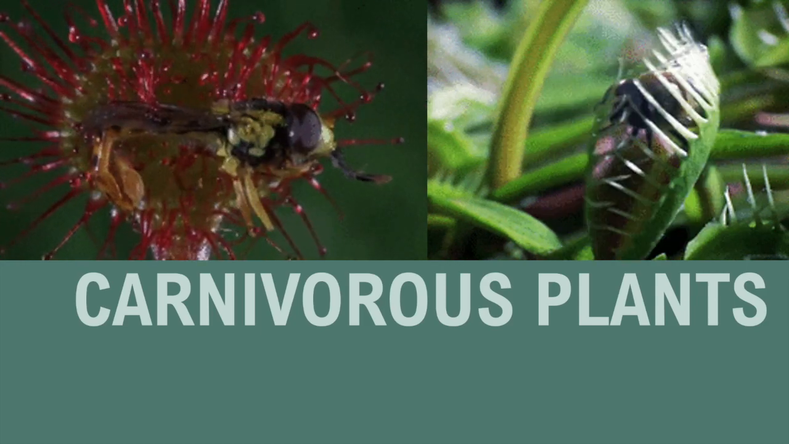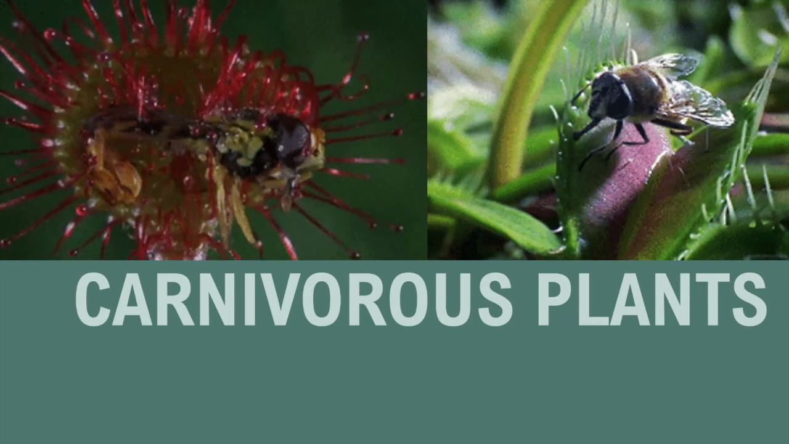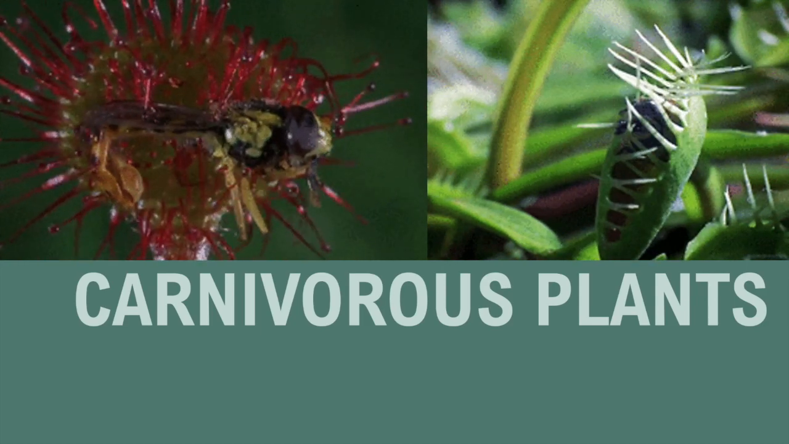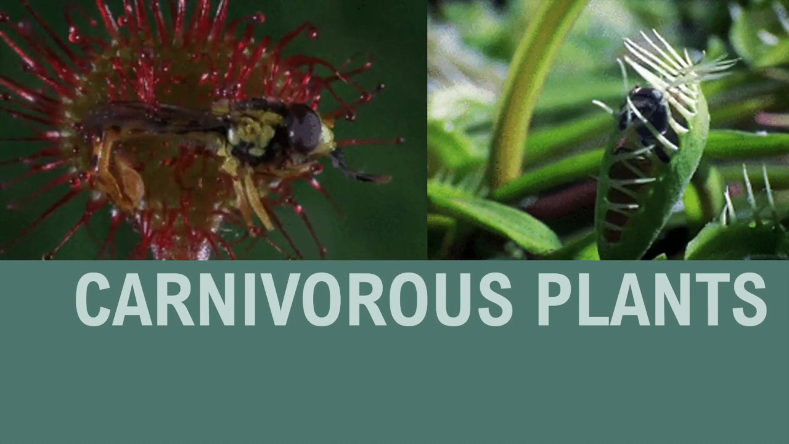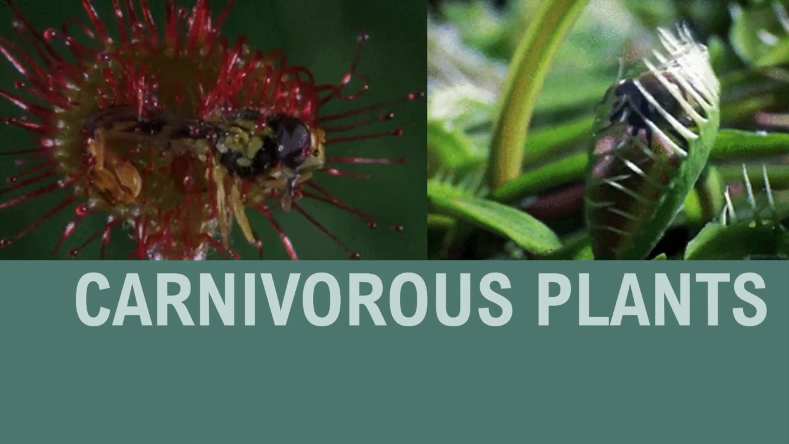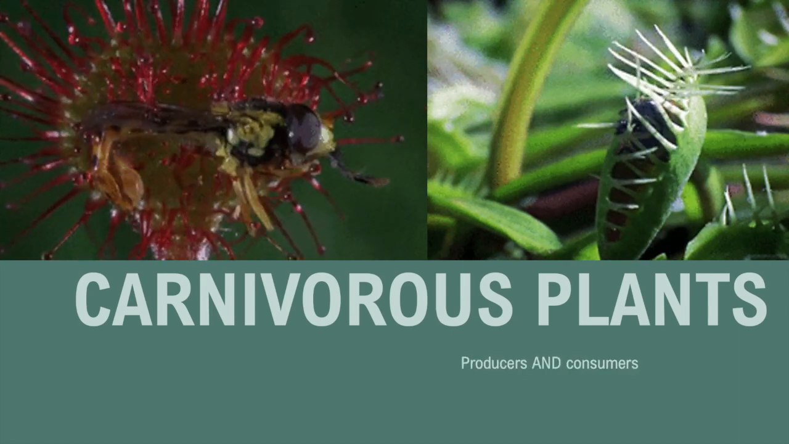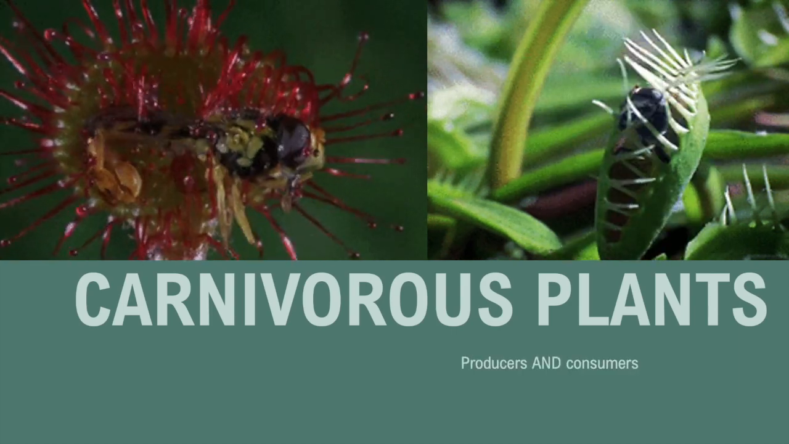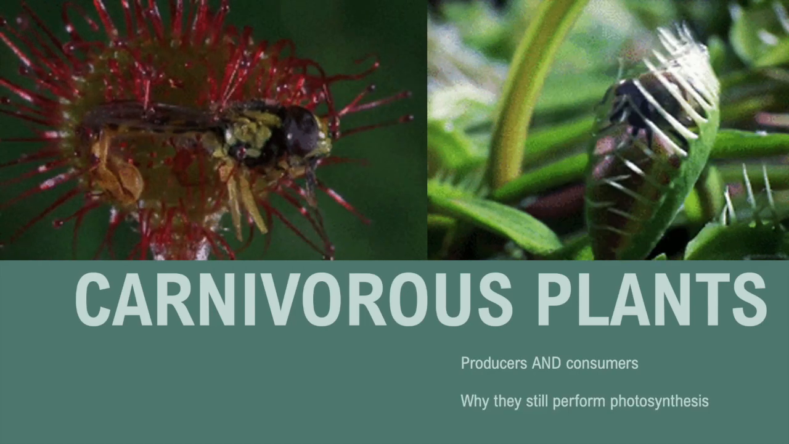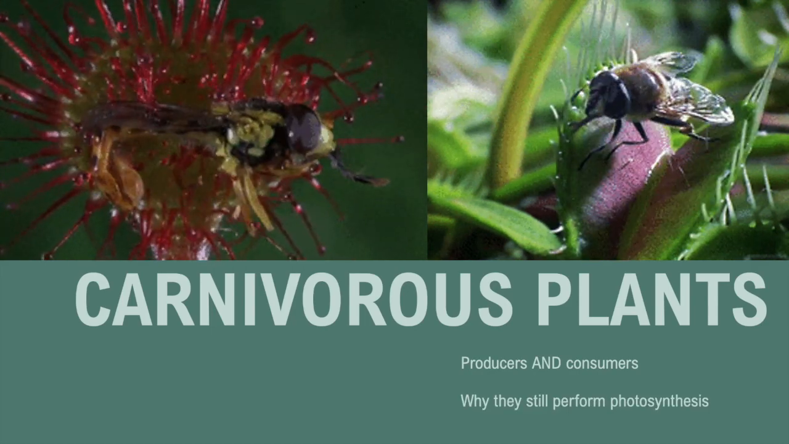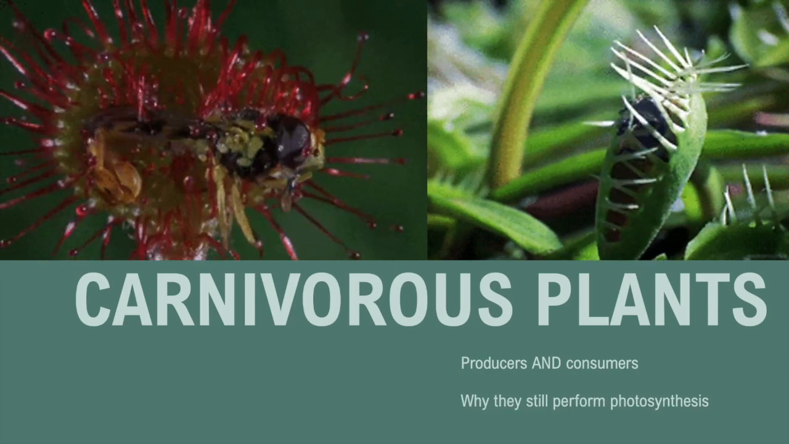In this video, I will discuss carnivorous plants, which are plants that eat insects to get nutrients. And in this video, I will discuss that carnivorous plants are both producers and consumers. And we will discuss why they still need to perform photosynthesis.